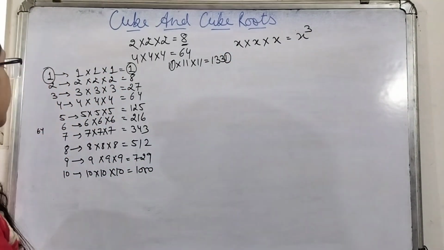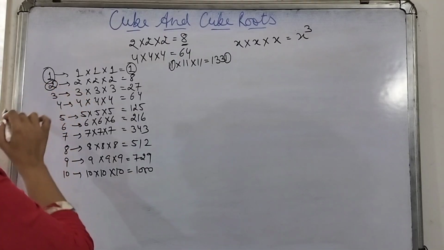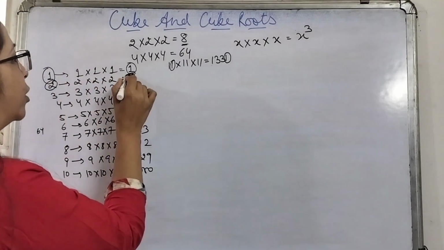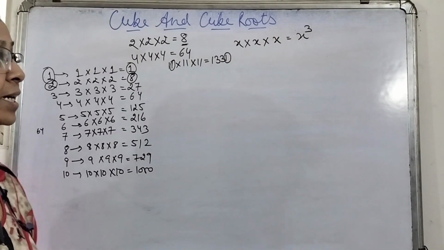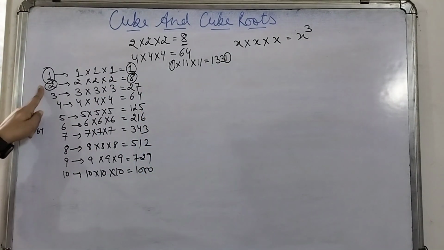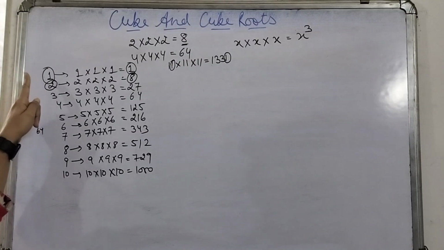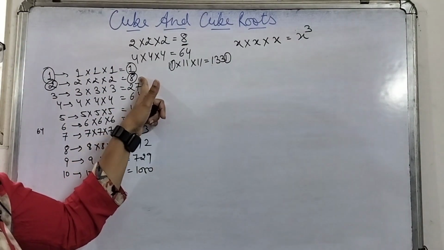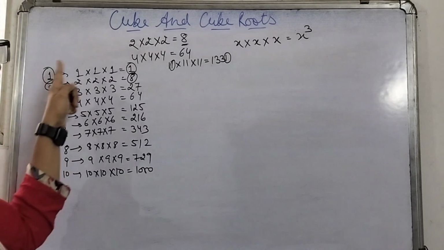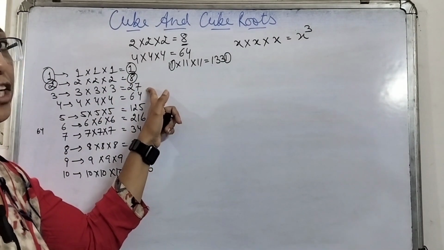Similarly, if there is a number whose unit digit is 2, then the cube will have 8 at its unit place. If the number has 2 at its unit place, then the cube will have 8 at its unit place. If there is a number whose unit digit is 3, then its cube will have 7 at its unit digit.